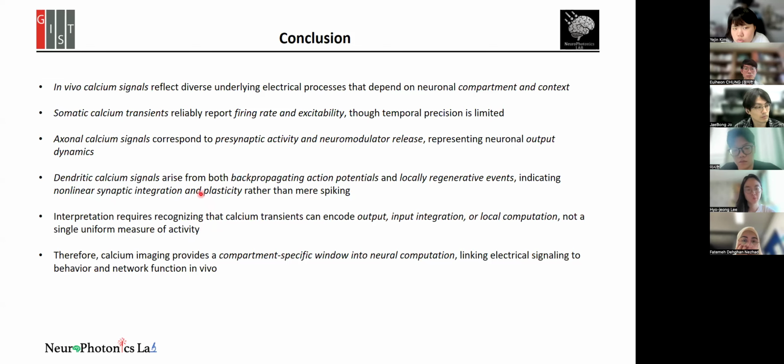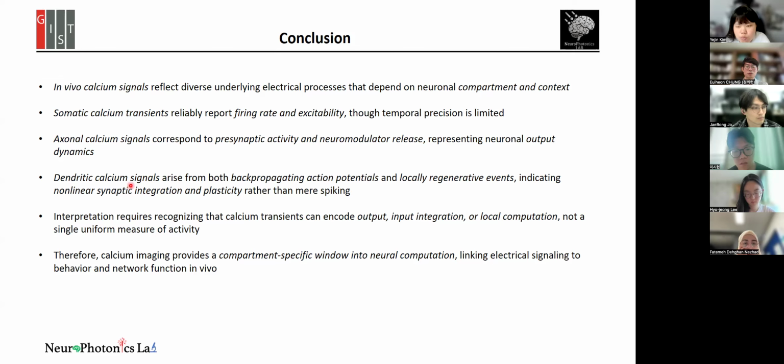And last, this is the conclusion. In vivo calcium signals reflect diverse underlying electrical processes that depend on neuronal compartment and context. Somatic calcium transients reliably report firing rate and excitability, though temporal precision is limited. And axonal calcium signals correspond to the presynaptic activity and neuromodulator release, representing neural output dynamics.